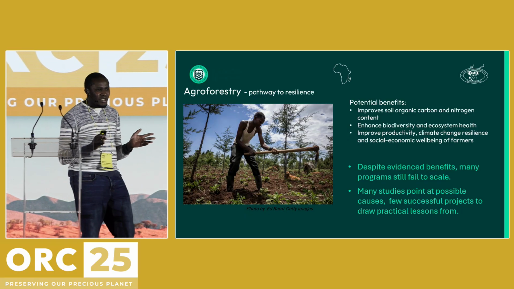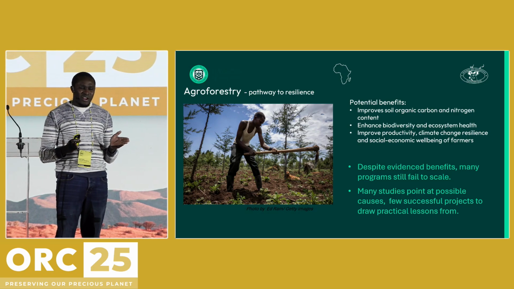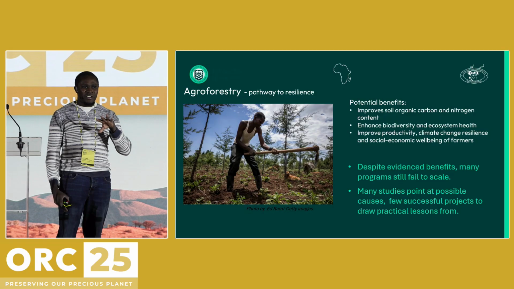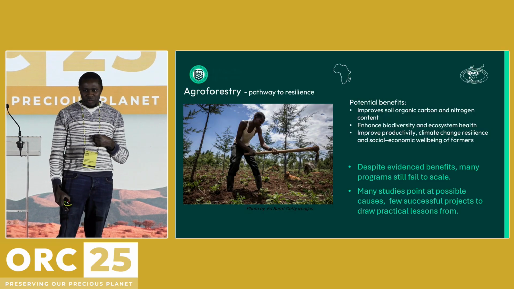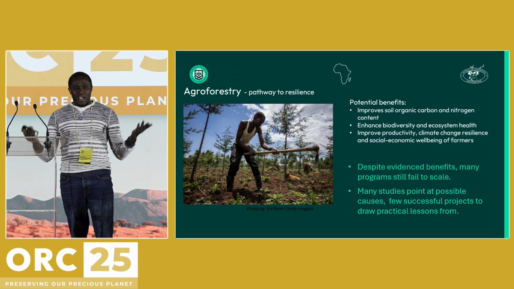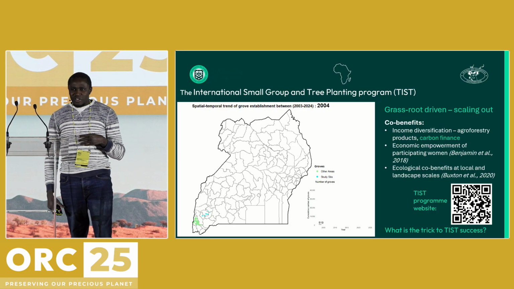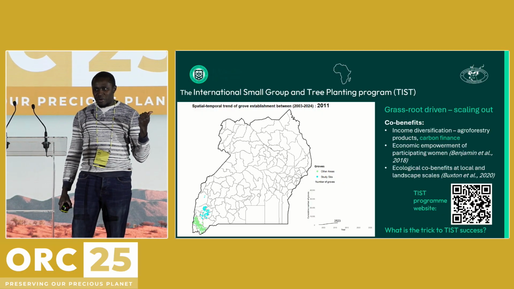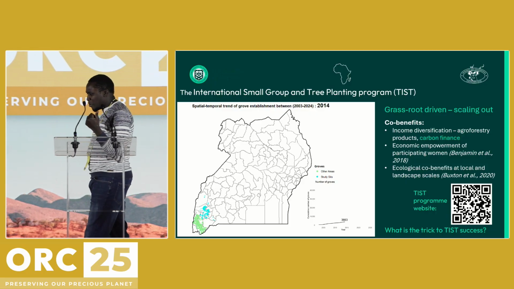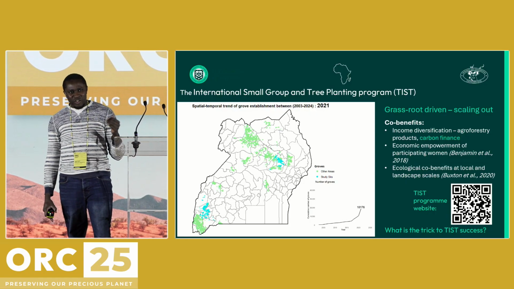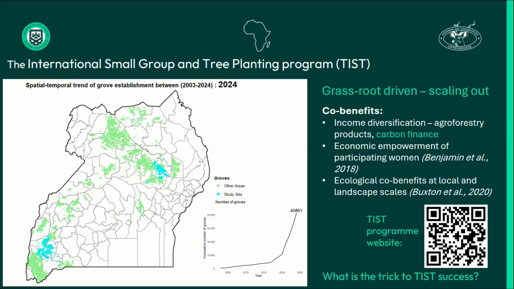Of course, there isn't a shortage of evidence either on why some of these programs fail. If you Googled right now, the chances are you'd get so many reasons. But what is really unique is that there are very few cases that demonstrate success against the odds. But of course, there is no shortage of outliers, and among those is the International Small Group and Tree Planting Program, TIST. Now, this program has been around since 1999, and is running across most countries in Africa currently, and in India as well.